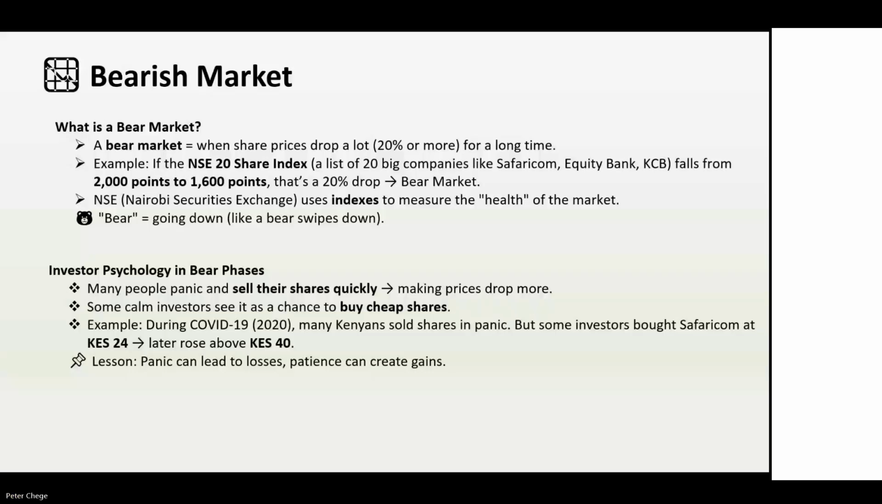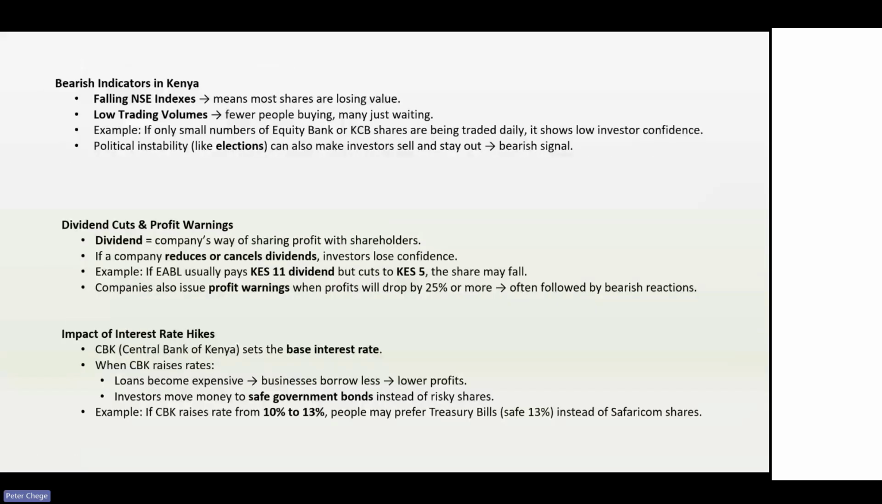And always be patient in the market, because that's how you first create compounding effects using dividends. And also, when prices improve, you make money through capital gains. But remember, for capital gains, as I have said before, you have to sell for you to make money. So bearish indicators in Kenya, one of them is falling NSE indexes. As I've said, the active one currently is NSE 20, but you can also compare the others.